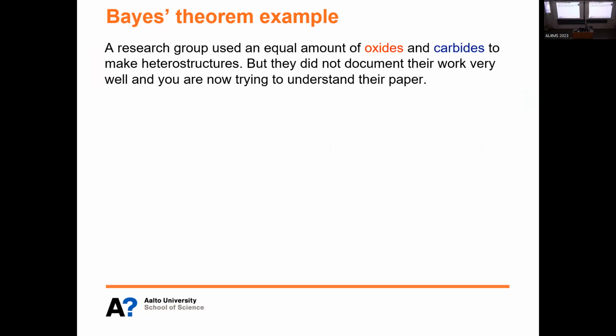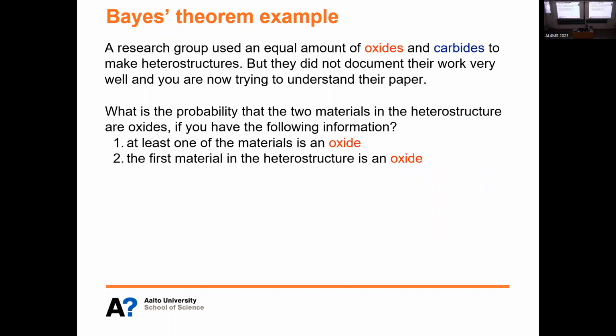Yes, and here's an example of Bayes' theorem. So let's think about those oxides and carbides again. After preparing the paper, you are trying to understand what's the probability that the two materials in the documented heterostructure are oxides. How can you use the following information?